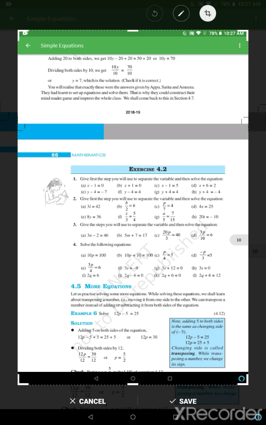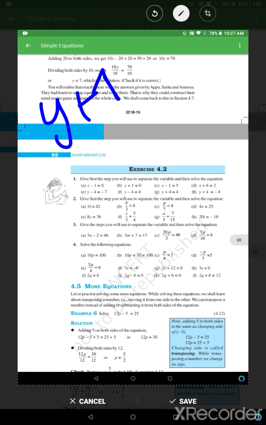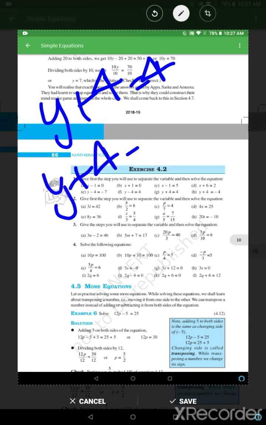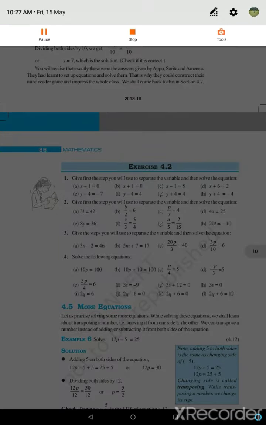Now g, which is y plus 4 is equal to 4. y plus 4 minus 4 is equal to 4 minus 4, which will be 0. So the value of y will be 0.